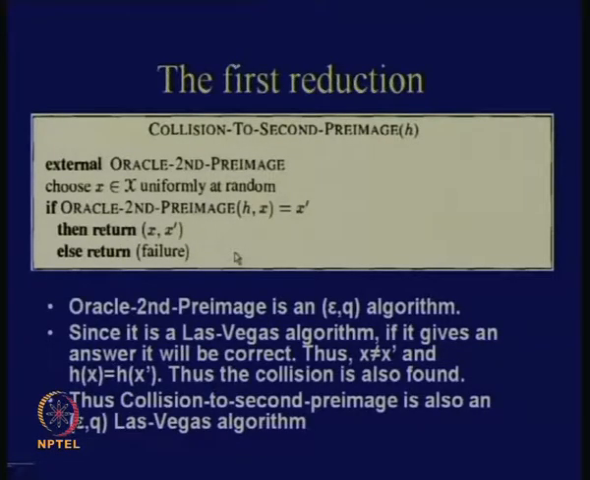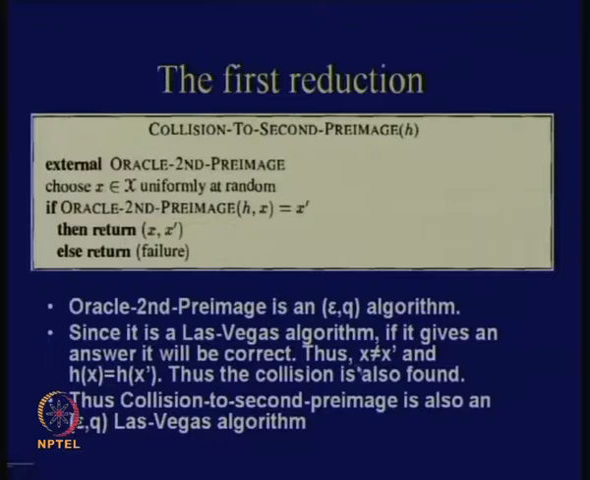Suppose you imagine that a second pre-image problem can be solved. That means that given a value of x, I return a value of x dash which results in the same hash output. Since this is a Las Vegas algorithm, x and x dash are definitely not the same, and at the same time they result in the same hash output. So I can straight away return x comma x dash.